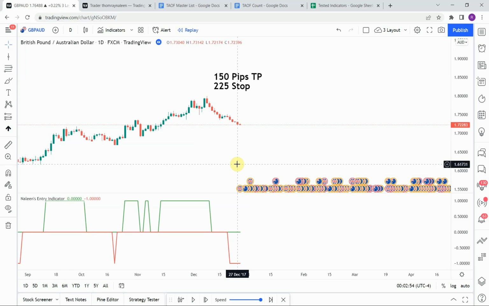Today we will be testing Naleen's entry indicator.